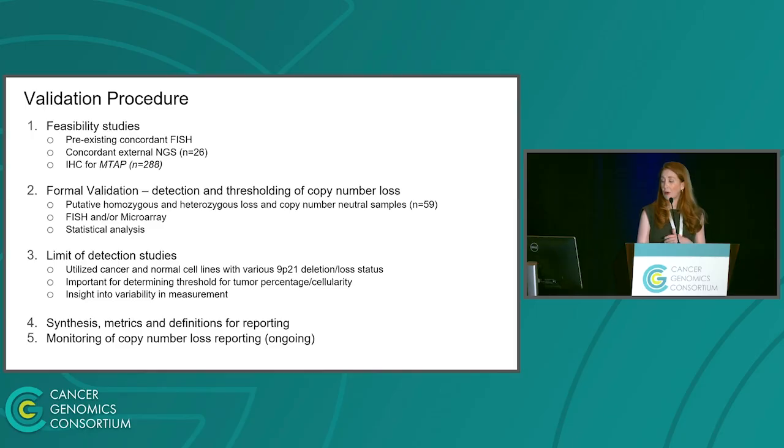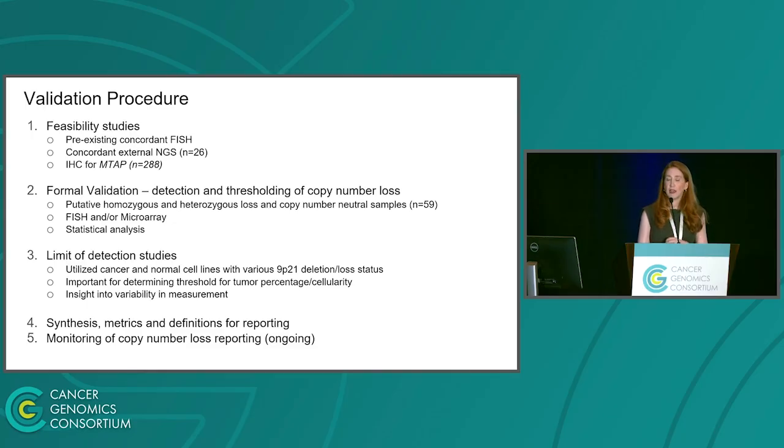And then we embarked on a formal validation where we looked at the detection and the thresholding of copy number loss. So what was our cutoff? What was our number that we were actually going to call for homozygous deletions? We found some putative homozygous and heterozygous loss samples from our cohort that we had already sampled. We also had FISH, and we sent some of those samples out for microarray, and also conducted FISH on some of those samples, and then conducted a statistical analysis.